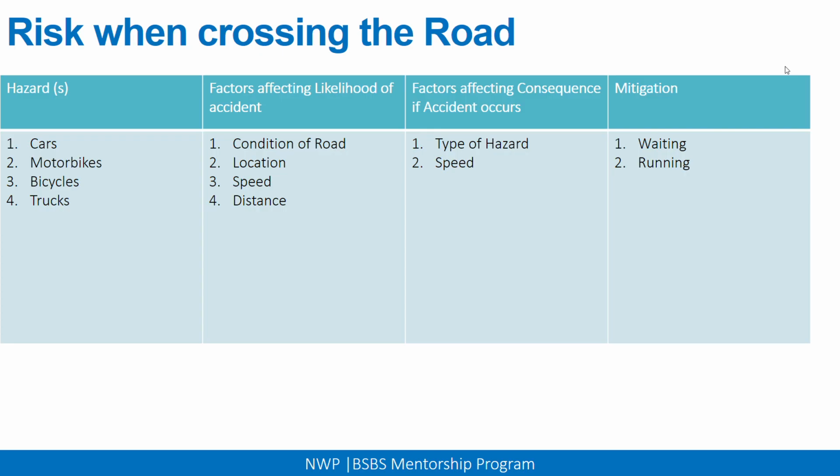So most of the things that will affect the likelihood of you being hit by a vehicle, or anything that is on the road hitting you, one factor that contributes to that is the condition of the road. So if that vehicle is moving on a well-tarred road, it is most likely to be overspeeding, or the speed will be higher as compared to vehicles which are moving on a gravel road. Therefore, the condition of that road will affect the chances of you being hit by this particular hazard. Then the location itself.